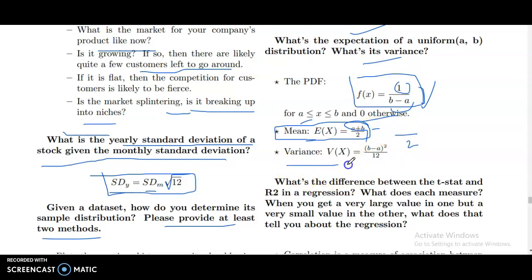Variance V of x equals b minus a whole squared divided by 12. It means b minus a, that is, a deducted from b, and then squaring that, after that divided by 12.